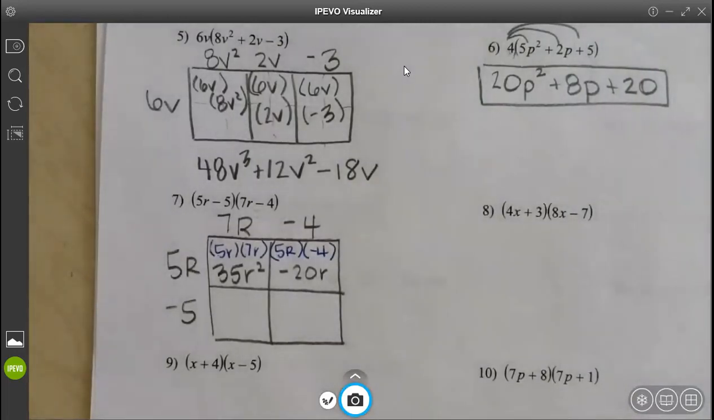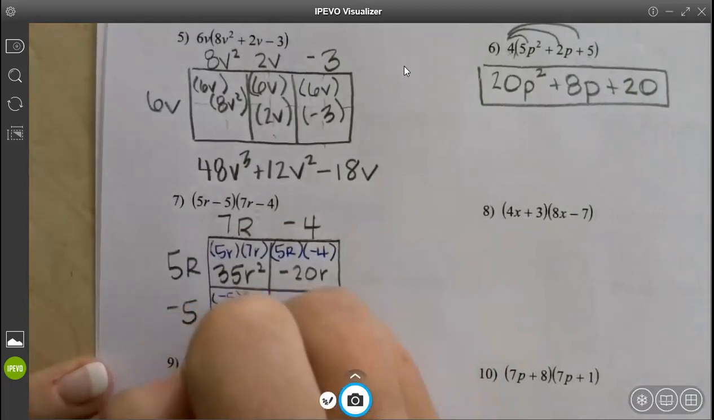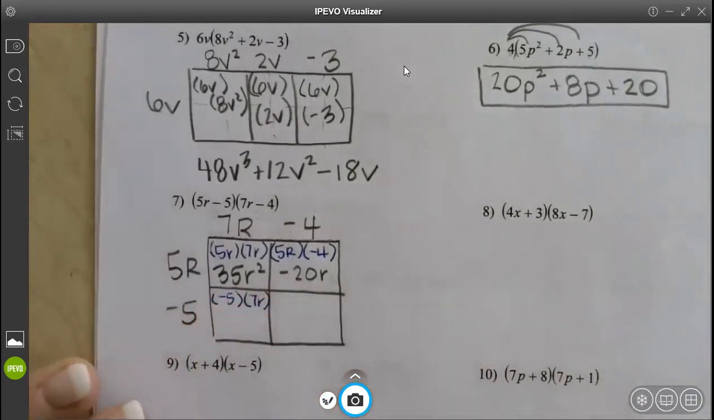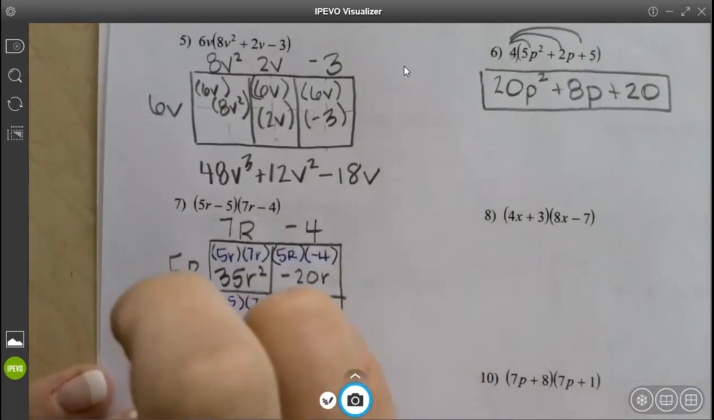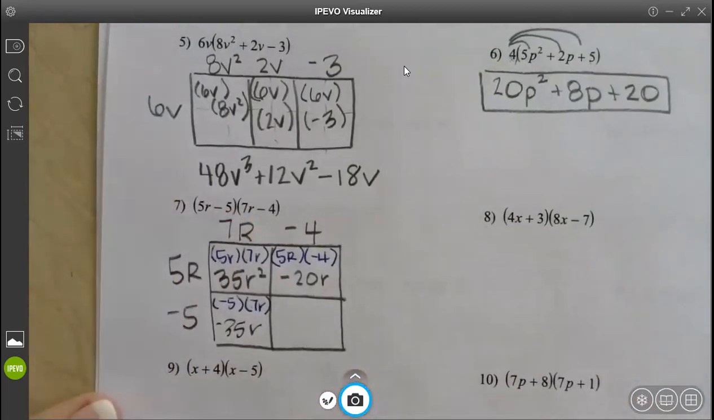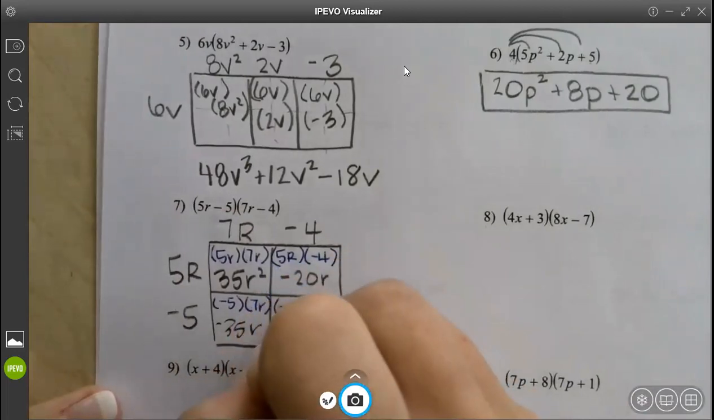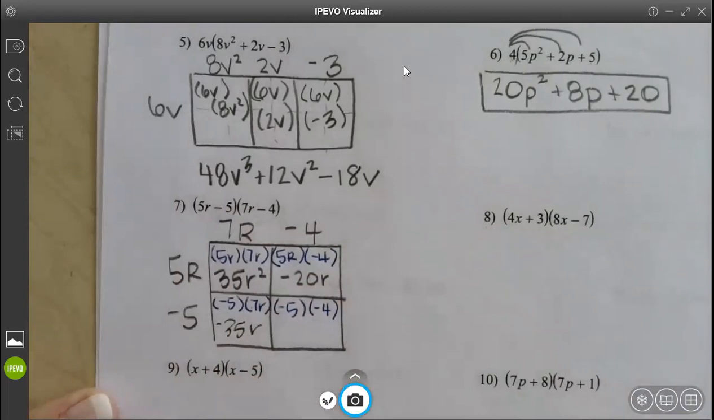All right, next box. We have a -5 and a 7r. -5 times 7 is -35, and we have 1 r between them. In the last box, we have a -5 and a -4, which gives you a +20. Any questions about the boxes right now?